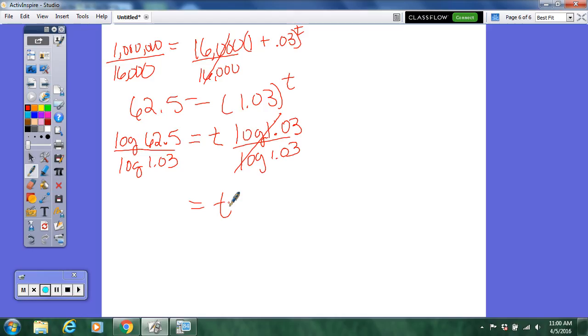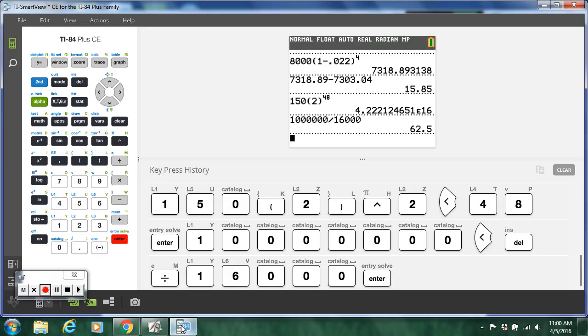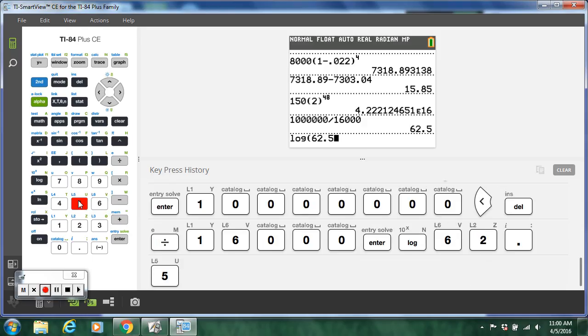But please pay attention to what I'm about to do. When you hit the log button, what does it put right out by it? Notice what it puts. It puts log and then puts a parenthesis. So we're going to say log of 62.5. Key point: you must close the parentheses, because we've got to divide. You got to tell the calculator, this is my numerator. So this is the numerator, log 62.5, divided by log of 1.03.